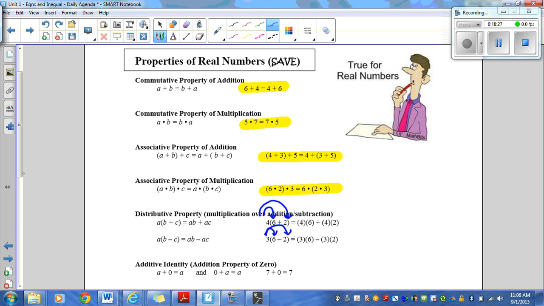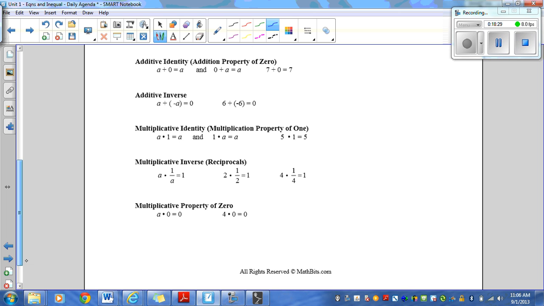The additive identity. Okay, additive identity and additive inverse are all about the number 0. The additive identity is that you add 0 to get back the same number. So if I do a plus 0, I'm going to get a. The additive inverse is that what number could I add to a to get 0? And you add the opposite. You add negative a. What number could you add to 6 to get 0? You add negative 6. So the additive identity and the additive inverse are all about 0.